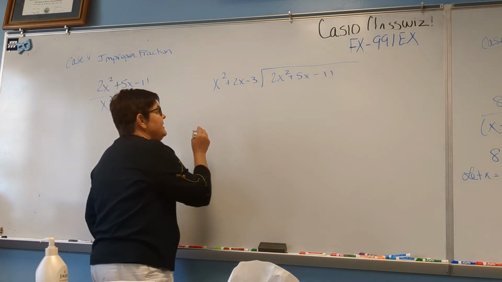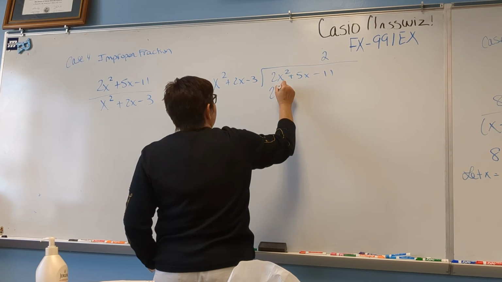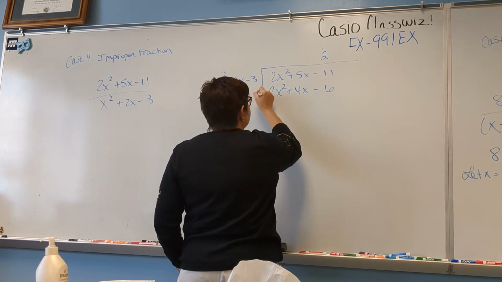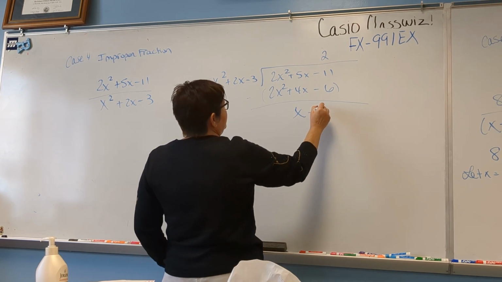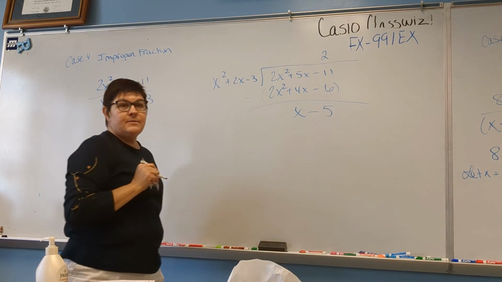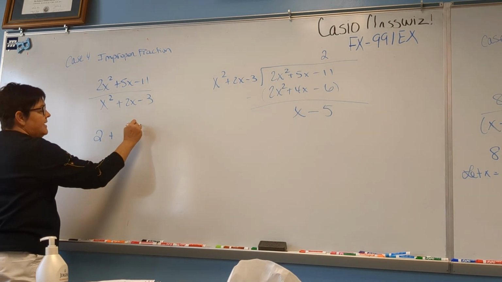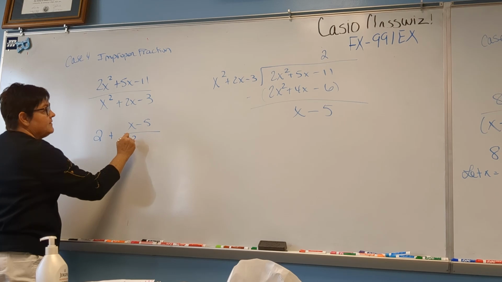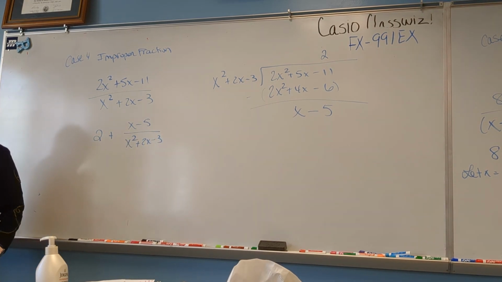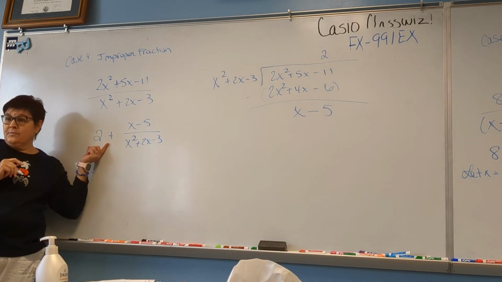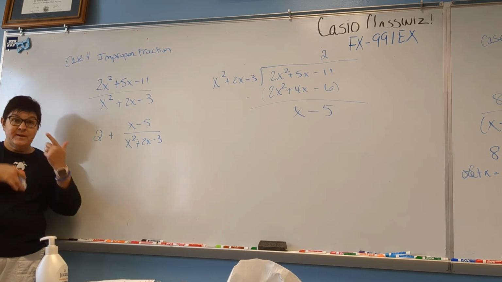Okay, so that goes in there how many times? 2 times, so we have 2x squared plus 4x minus 6. And then we're left with x minus 5. Is that what you guys got too? So to rewrite this, it's 2 plus x minus 5 over x squared plus 2x minus 3. So this, there's really not a whole lot I can do with it. Does that make sense?